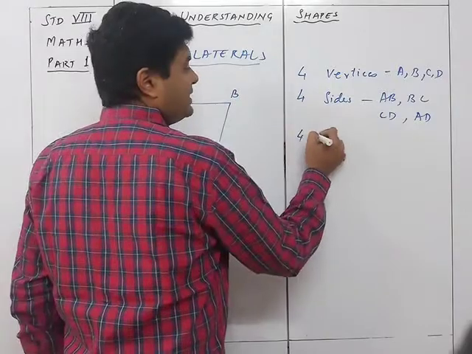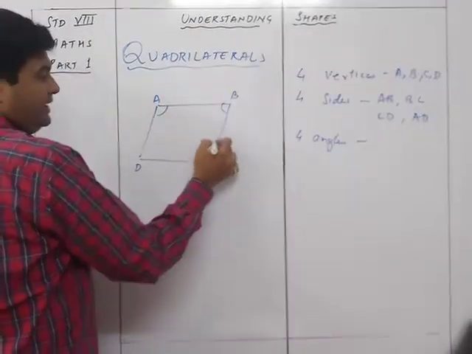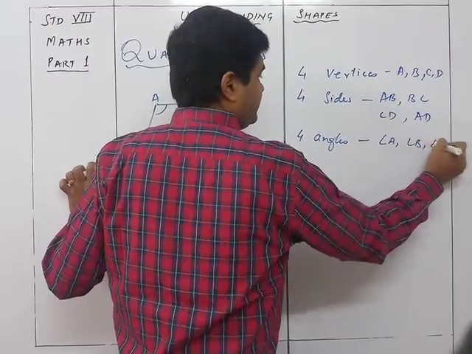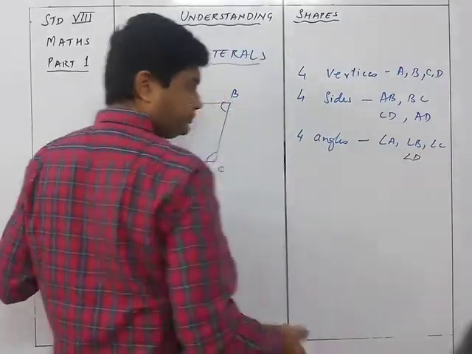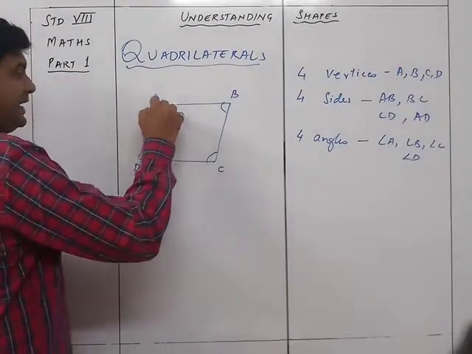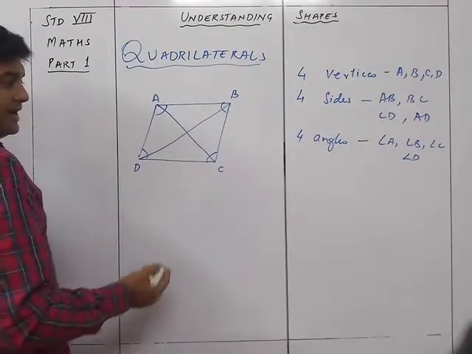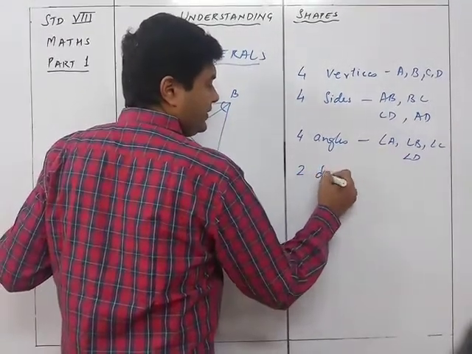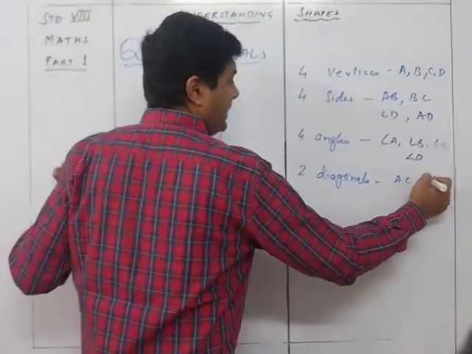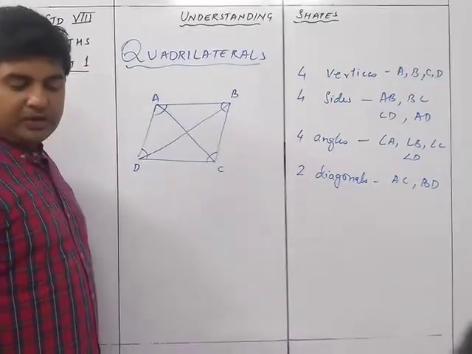It has four angles. The four angles are angle A, angle B, angle C and angle D. Apart from that, there will also be two diagonals. The lines joining the opposite vertices are called the diagonals. So the diagonals are AC and BD. AC and BD are the two diagonals of this particular quadrilateral.